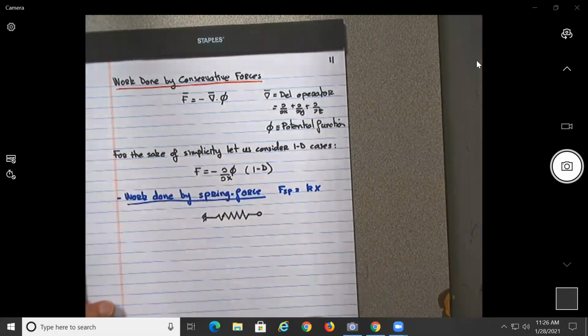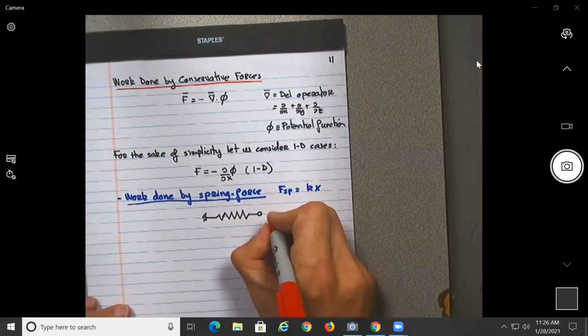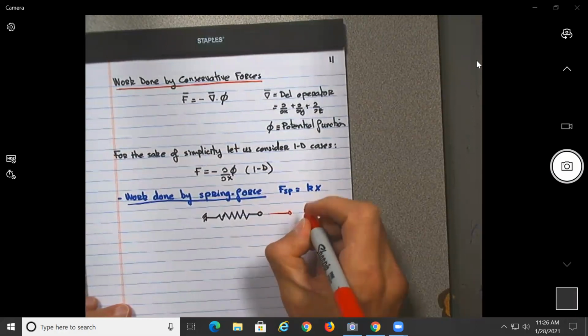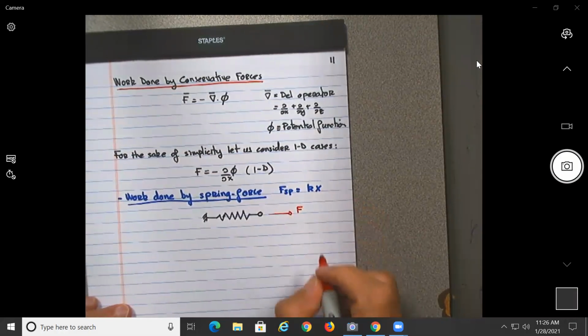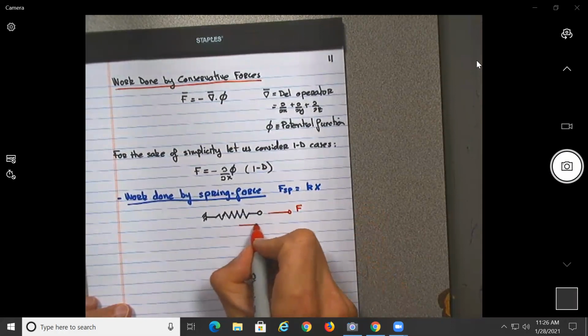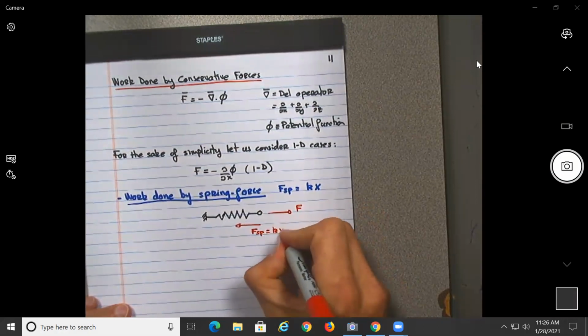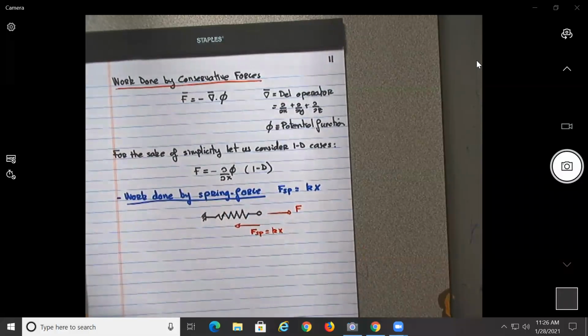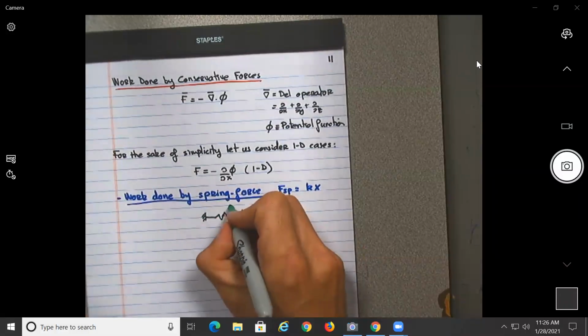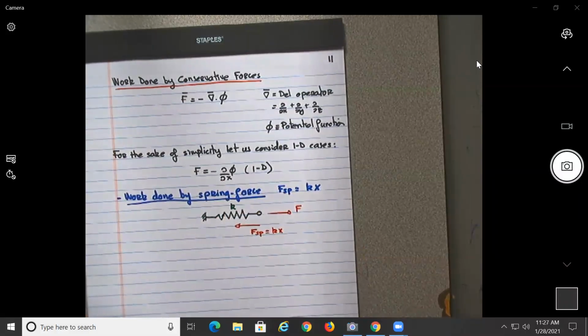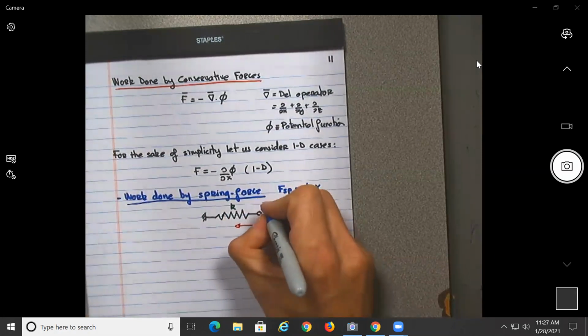If you have a spring here and somebody pulls to the right, what's going to be the force of the spring? Opposite direction, same magnitude, and the value will be kx, where k will be the spring constant, no? All right? And if you want a bit of detail, this will be your current system.